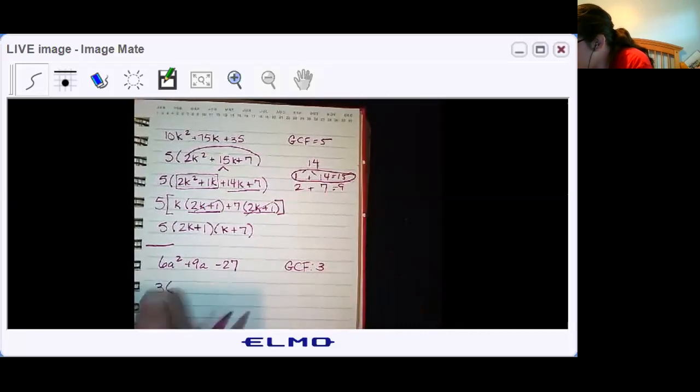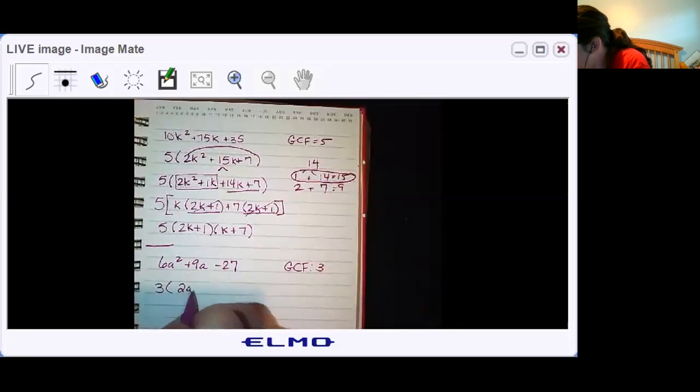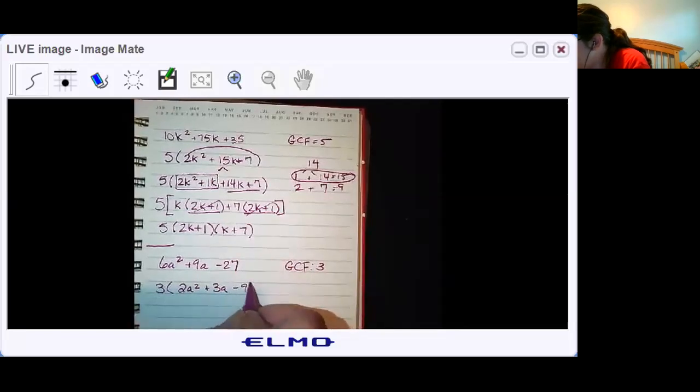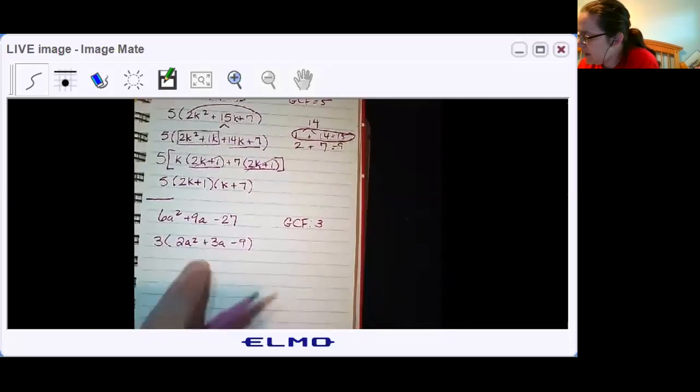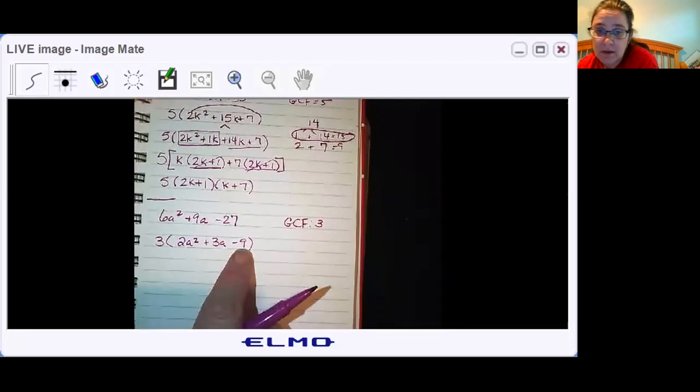6a squared divided by 3 is 2a squared. 9a divided by 3 is 3a. Negative 27 divided by 3 is negative 9. Now, in what we just created, is there a GCF in this part? No, there's not. We've taken care of that.